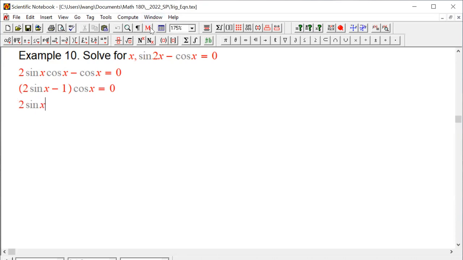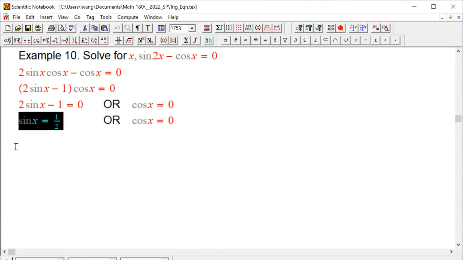So you have 2 sine x minus 1 equals 0, or cosine x equals 0. And this turned out to be a pretty simple equation, even though at first it might look a little puzzling. But after you get your hands dirty, you realize, oh, actually this question is simpler than a lot of things we dealt with, right?